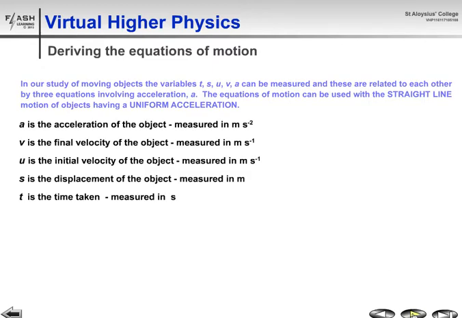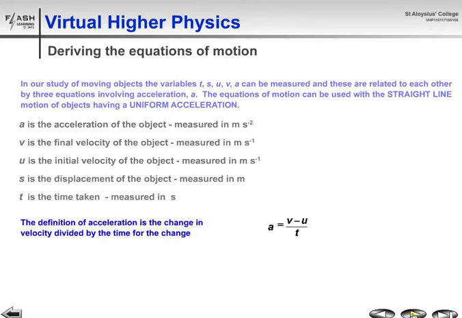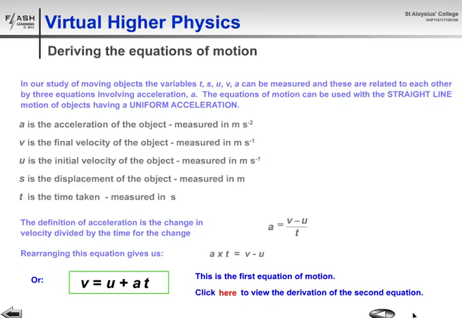So there's our definition for all those quantities, short form of them. And there's a formula that we're used to for acceleration, but as I've already mentioned, at Higher this is usually rearranged into this form here, v equals u plus at, and that is the first equation of motion.